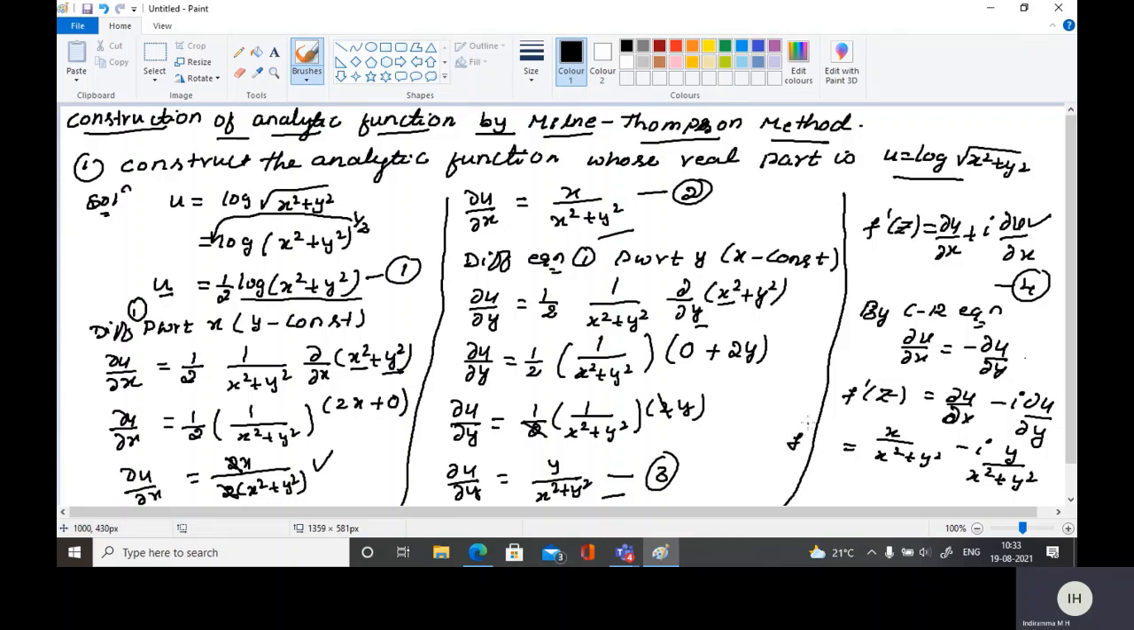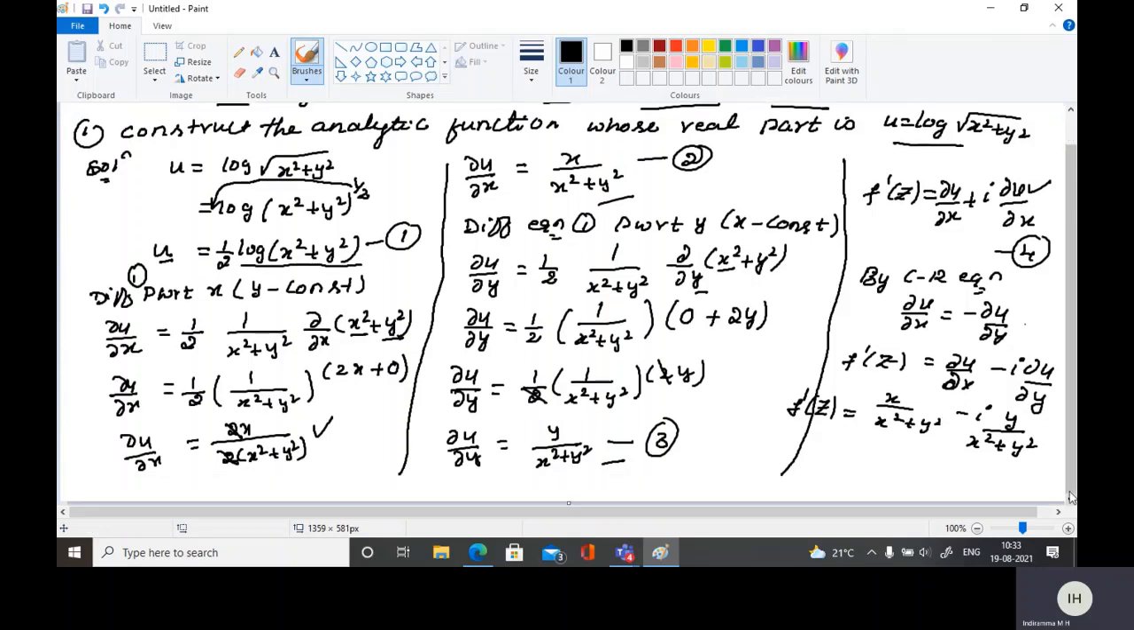So what the Milne-Thomson method says is that after this step, we have to put x equal to z and y equal to 0 in this step. Therefore, f'(z) becomes, putting x equal to z, z/(z² + 0), minus i into y is 0, by z² + 0. The second term is completely 0. Therefore, we got f'(z) as z/z².